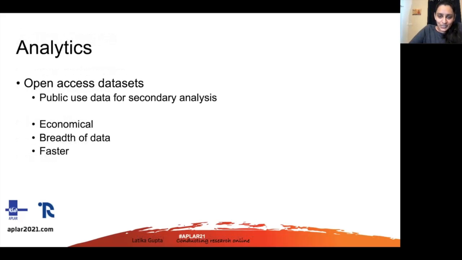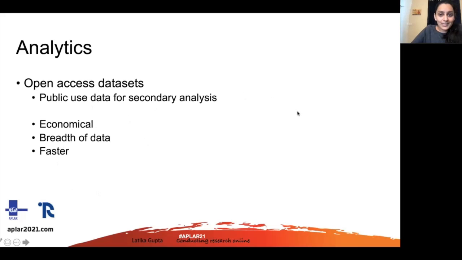The other major kind of research is analytics, which can be conducted online. And I'll devote a few minutes to talking about open access data sets, something not many people understand and know about. So these are typically data sets or public use data which are available as anonymized information in various databases for secondary analysis. The advantage of these data sets is that most of them are large and they cut down any kind of research costs, as this data is out there, available immediately for analysis, and it increases the breadth and scope of your analysis.